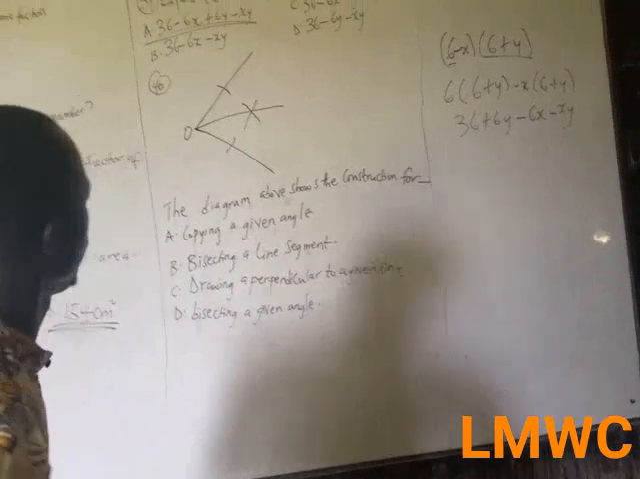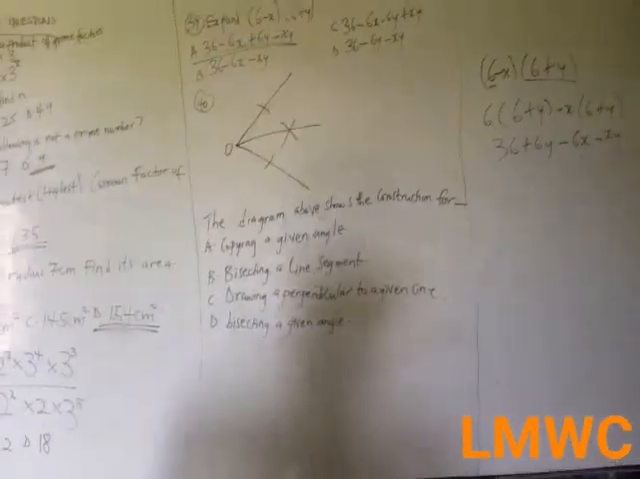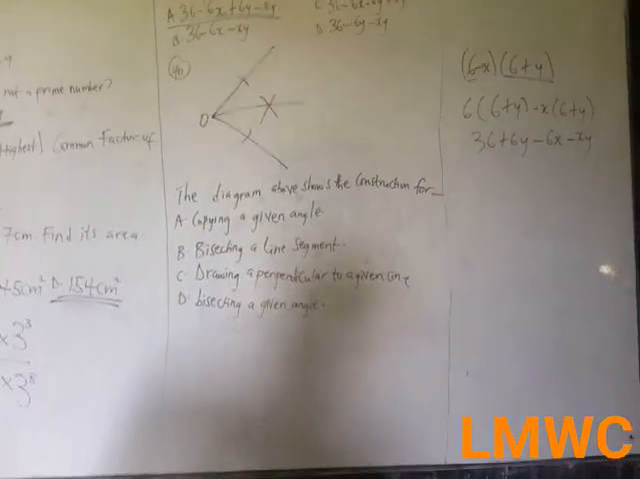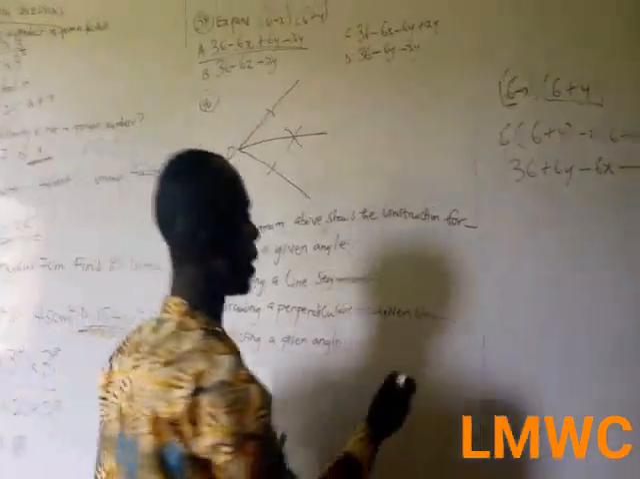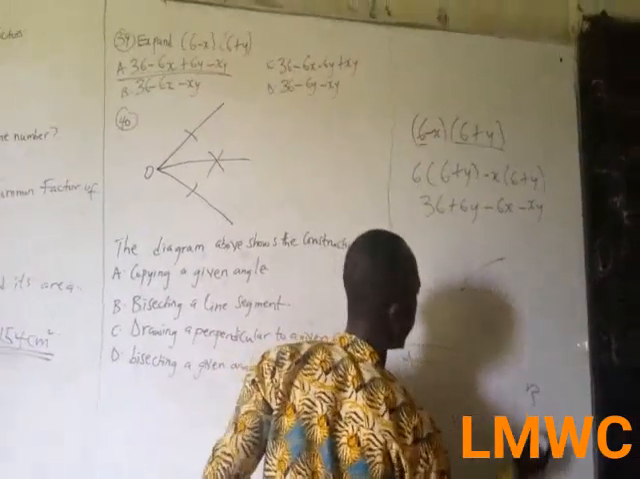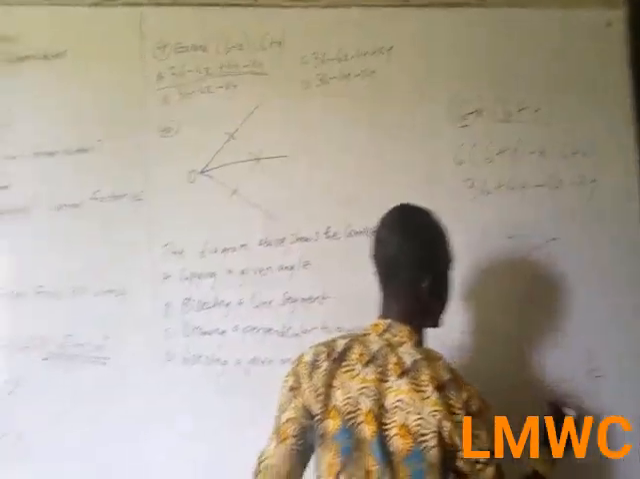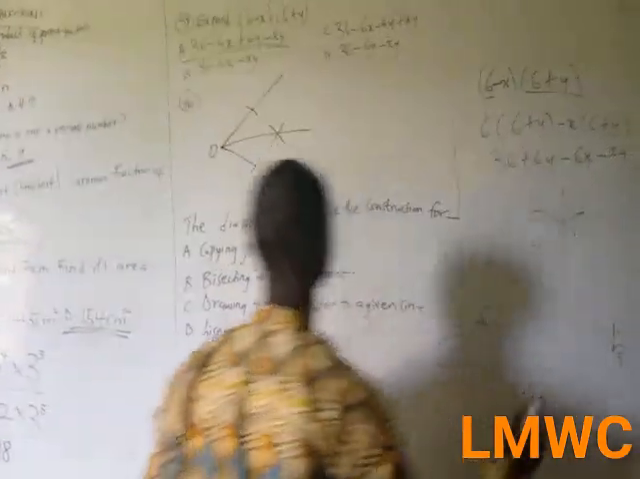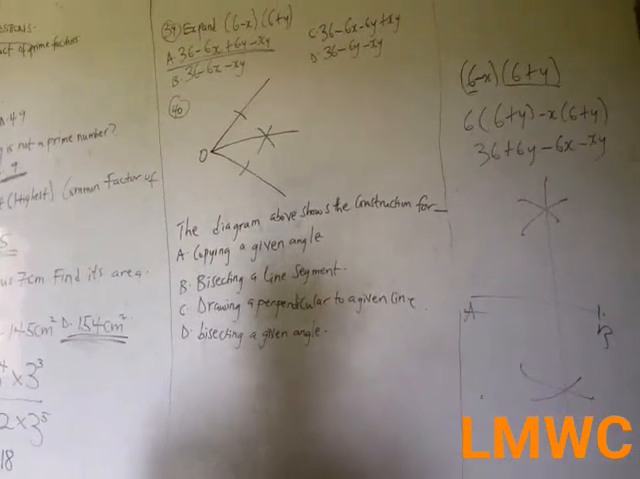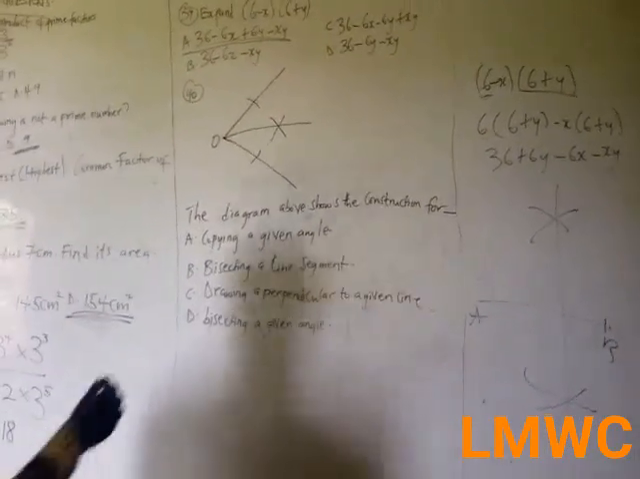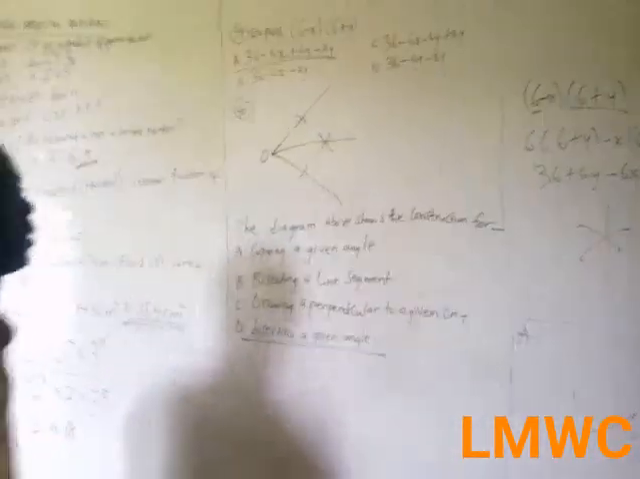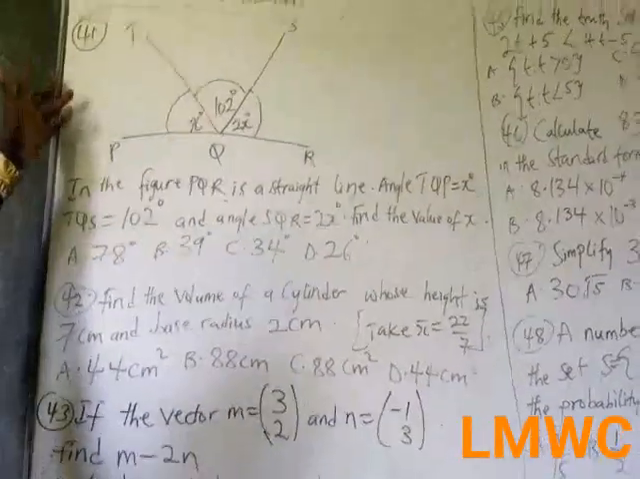Question 40. The diagram above shows the construction for copying a given angle? No. Bisecting a line segment? No. This is bisecting a line segment AB. This is how you bisect a line segment. C. Drawing a perpendicular to a given line? No. Bisecting a given angle? Yes. The answer is B.